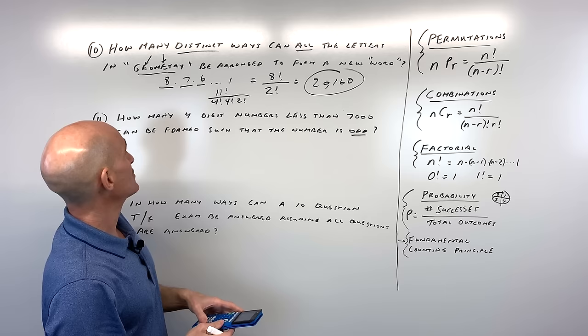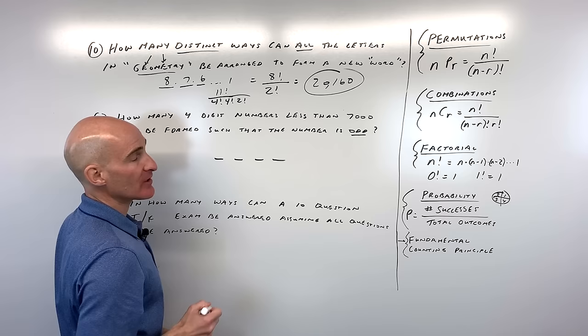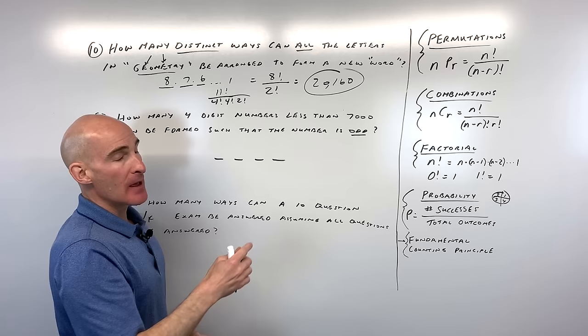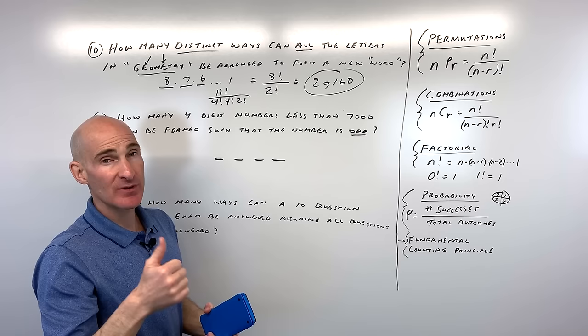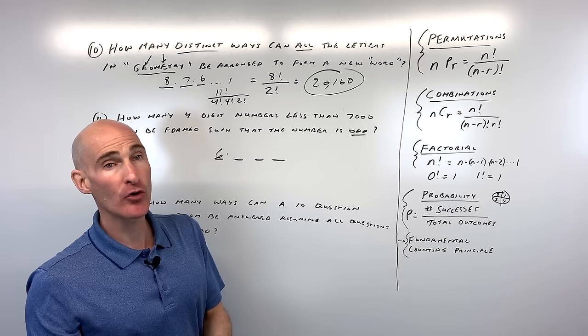Okay, so let's look at number 11 now. It says, how many 4-digit numbers less than 7,000 can be formed such that the number is odd? What I like to do sometimes with these problems is diagram it out. It's a 4-digit number, and it has to be less than 7,000. So the first digit has to be a 1, 2, 3, 4, 5, or a 6. It couldn't be a 7, because then it wouldn't be less than 7,000. So there's 6 choices for the first number. Notice I didn't mention 0, because if it was 0, it would only be a 3-digit number.